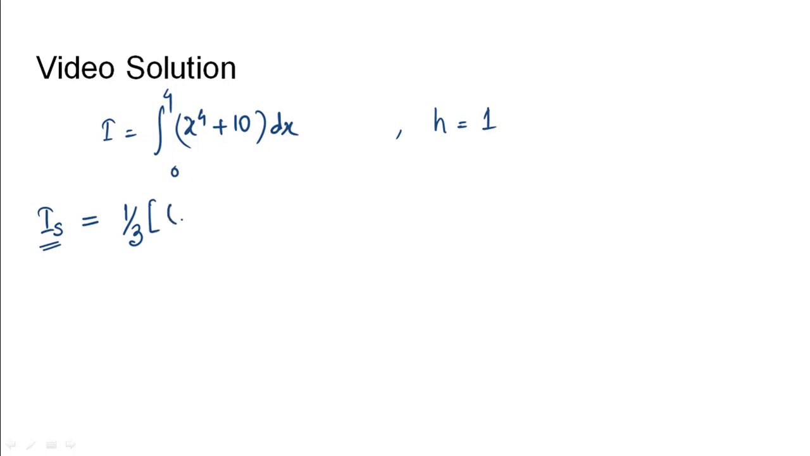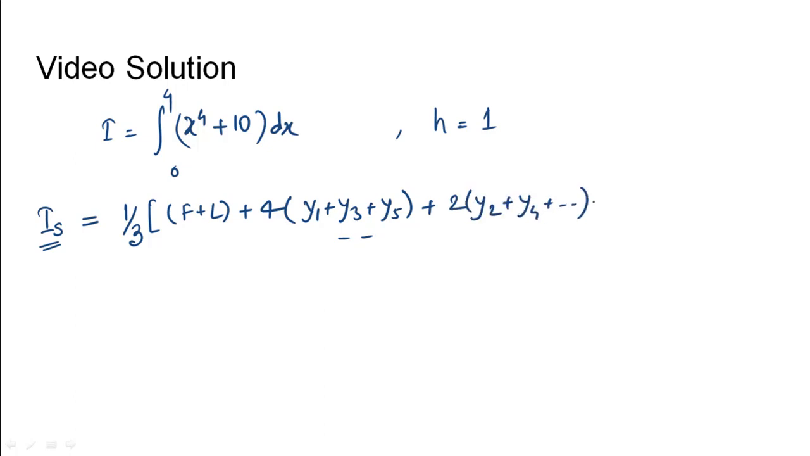In this case the integral given to us is x to the power 4 plus 10 dx, and the limits are 0 to 4. It is said that the step length should be taken as 1. So using Simpson's 1/3 rule and denoting the integral by IS, it will be equal to 1 by 3 into first plus last plus 4 times the sum of the odd ordinates, that would be y1, y3, y5, plus 2 times the sum of even ordinates, that would be y2, y4 and so on. We will make a small table to find these values.